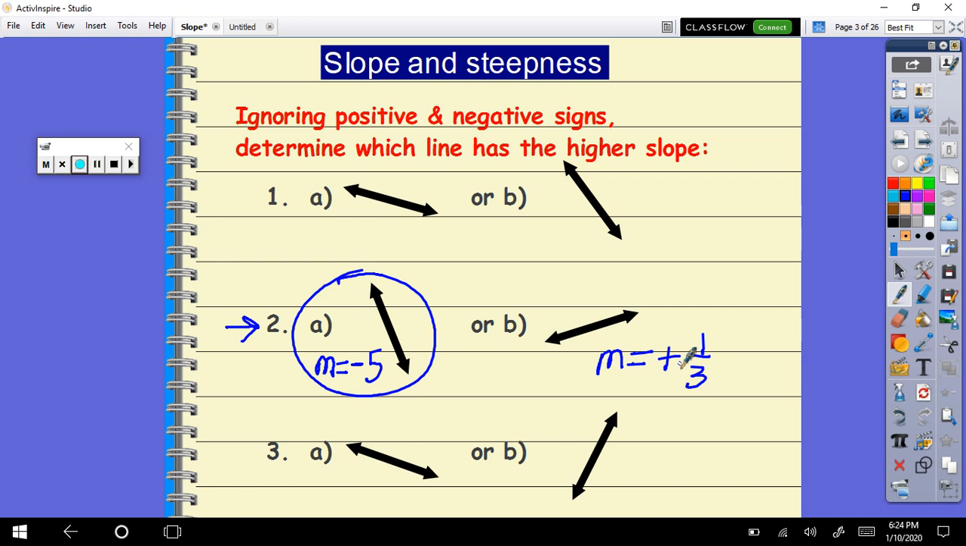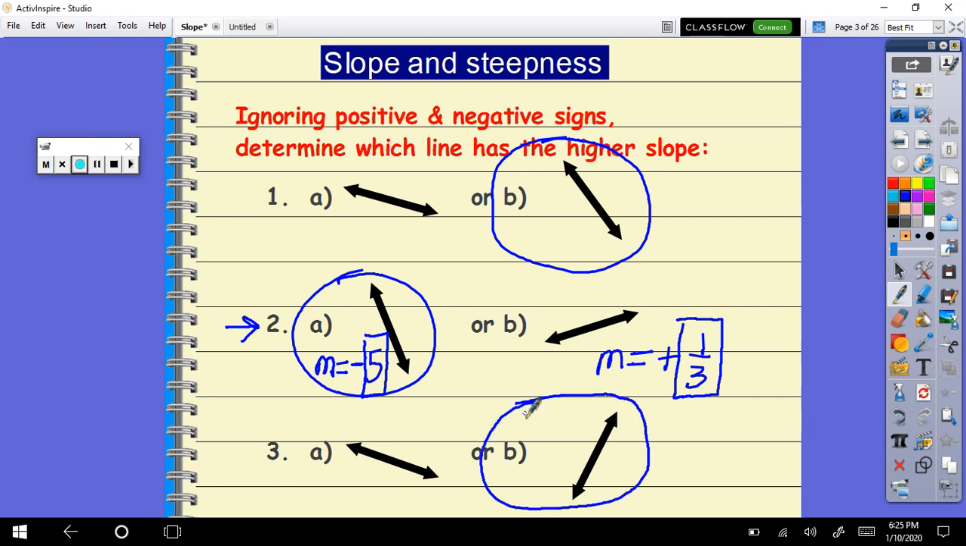And so when I say that A has a higher slope, I'm only looking at the number part of the slope. I'm ignoring the positive negative part of the slope when I'm saying that line A has a higher slope. The number part 5 is higher than the number part 1/3. I'm totally ignoring the positive negative part. So on number 1, line B is definitely steeper. That means the number part of its slope will be higher. And on number 3, I've got the same thing.